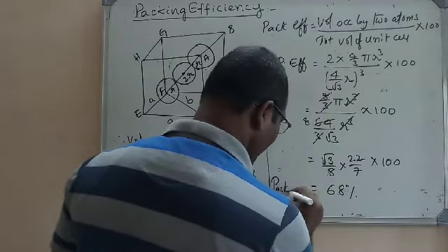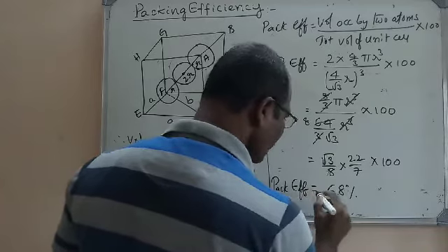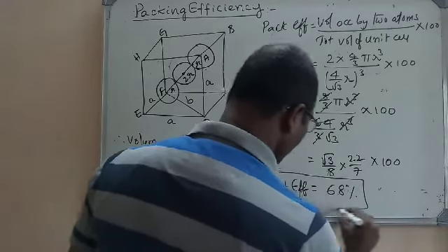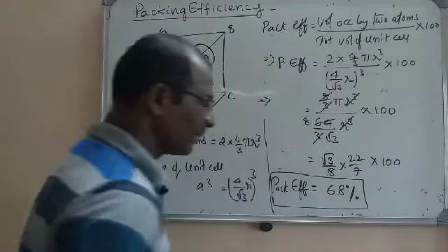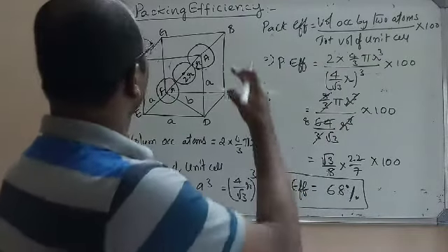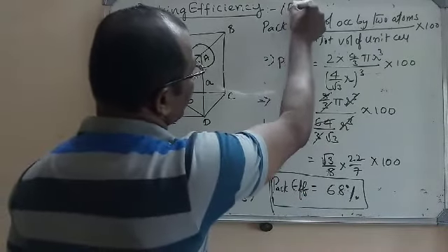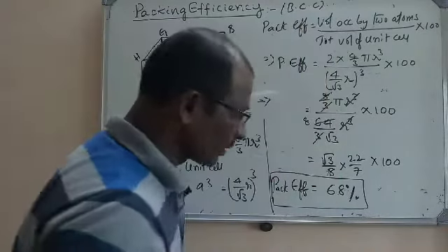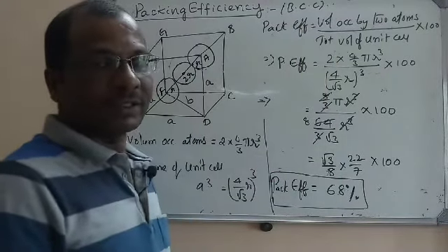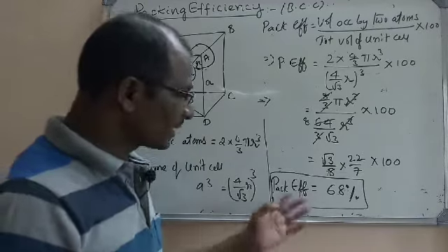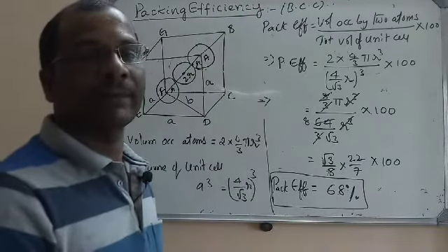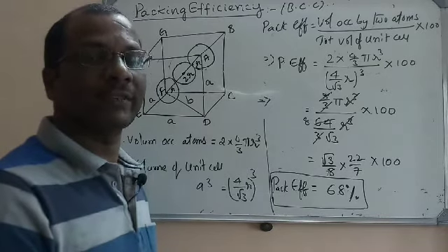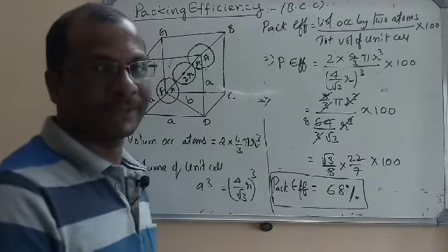That packing efficiency is already a predetermined value, so you can write 68%. You can check with the calculator. The packing efficiency of a BCC structure is 68%. What is meant by 68% here? 68% will be occupied by the atoms. The remaining 32% will be the vacant space, or voids.